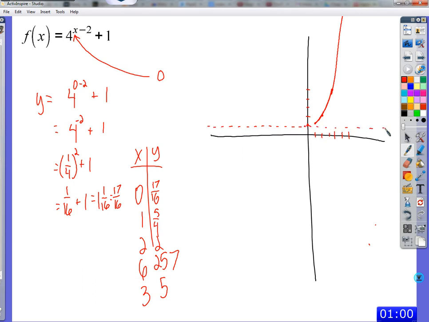So I'll put that line right there to guide me, literally a guideline, to keep me from going further down than 1. It tries to keep going down as we draw to the left, but it's not going to. So it tends to start looking horizontal.